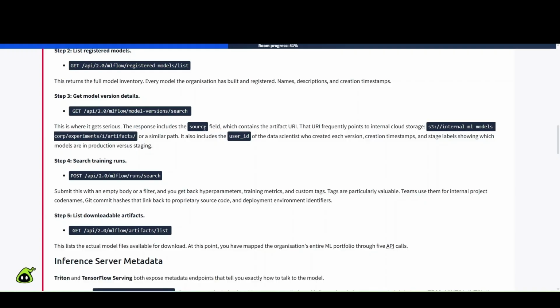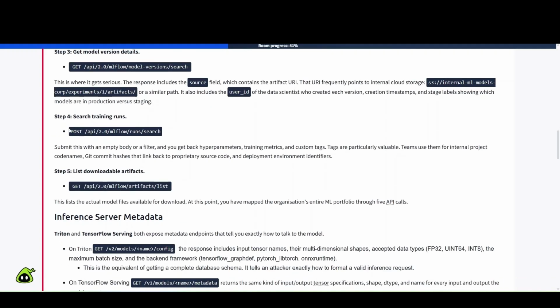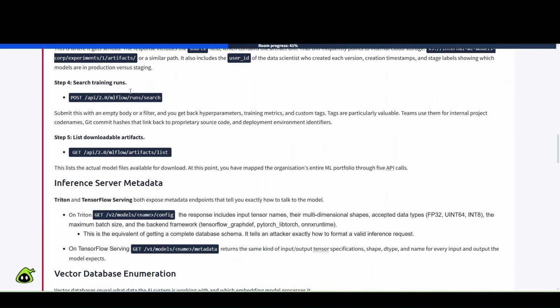The response includes the source field, which contains the artifact URI. That URI frequently points to internal cloud storage or a similar path. It also includes the user ID of the data scientist who created each version, creation timestamps, and stage labels showing which models are in production versus staging. Step 4, search training runs. So it's sending a POST request to this runs search. Submit this with an empty body or a filter, and you get back hyperparameters, training metrics, and custom tags.